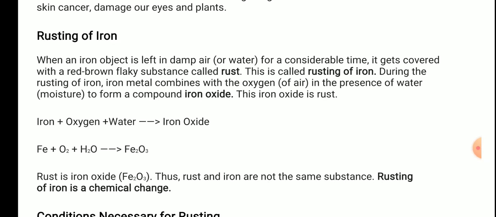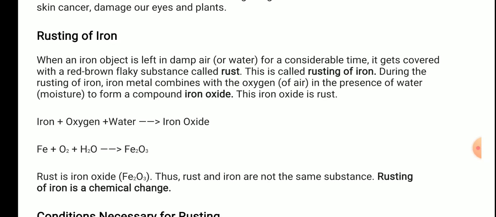So let's take a look at the rusting of iron. When an iron object is left in damp air, damp meaning air that contains water vapor or moisture, for a considerable time, it gets covered with a red brown flaky substance called rust. This is called rusting of iron. During rusting, iron metal combines with oxygen in the presence of water to form the compound iron oxide, and this iron oxide is rust. So rust and iron are not the same substance; they are different.